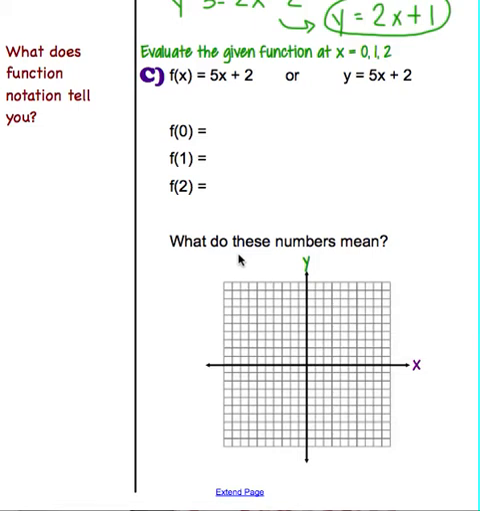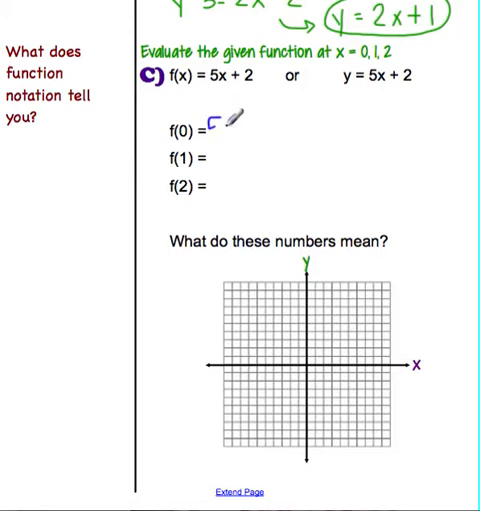Now we have an opportunity to take a look at how function notation combines in to be able to look at finding equations of lines. We have here f of x equals 5x plus 2, also known as y equals 5x plus 2, to give us an opportunity to use that to find f of 0, f of 1, and f of 2.